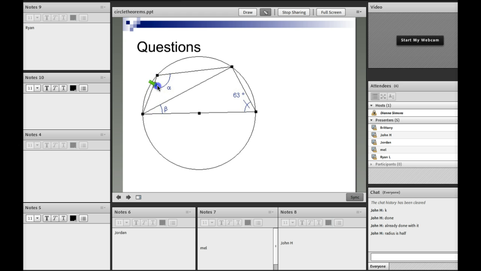What's angle alpha? If this one is 63, what's angle alpha? No, what did we just say about these quadrilaterals? It adds up to 180. So 180 minus 63, 117. Okay, so if this is 180, 117, what do you think these are?